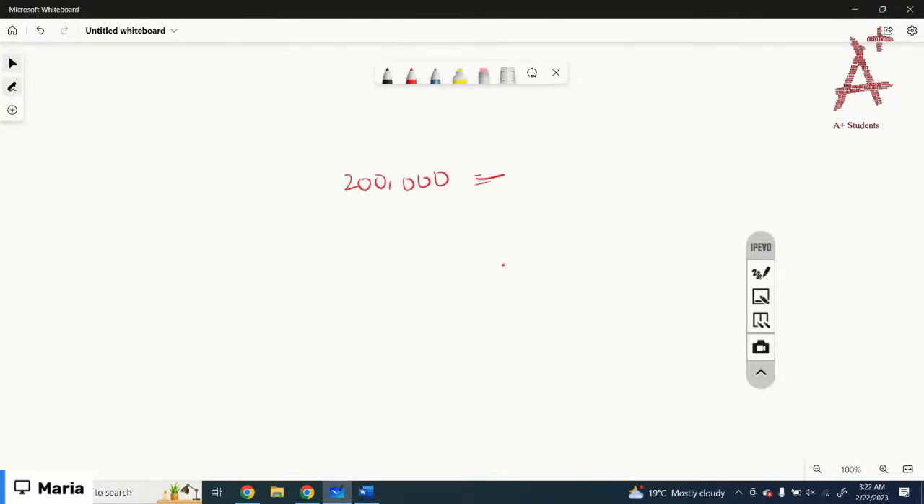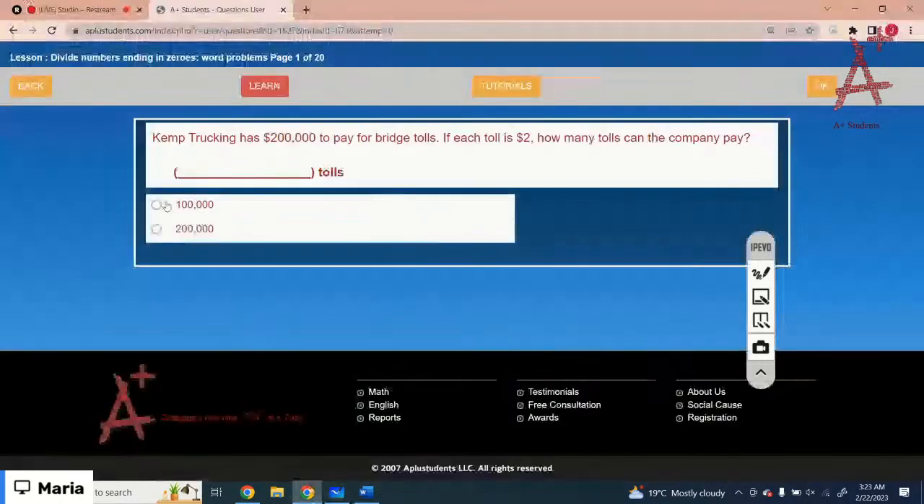200,000 divided by 2. So just divide the non-zero value. 2 divided by 2 is 1. Now count the number of zeros and add the number of zeros with the quotient. So it would be 100,000. The correct option is 100,000.